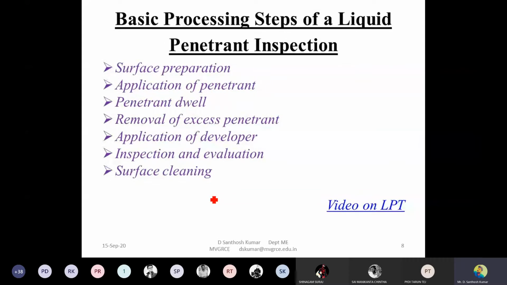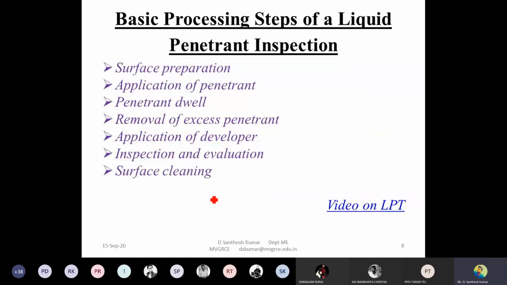So after applying the penetrant, you have to wait some time. That is called the dwell time. Why are you providing dwell time? If you provide a certain period of time, then only whatever penetrant is there will seep into your crack. Then after that, whatever excess penetrant is there, you have to remove all of that.